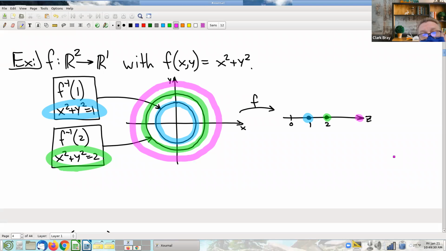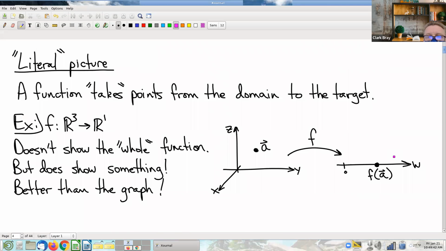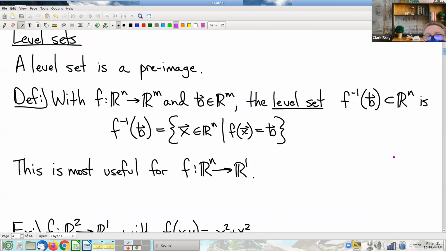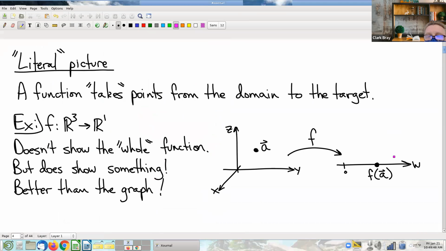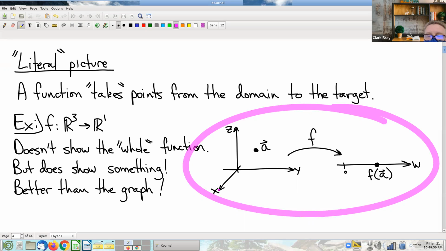Yeah. So, sorry. No, it's good. So this is a literal picture, right? Or like earlier you said it was a literal picture, but then. Well, what I call the literal picture includes both the domain and the target and the little arrow representing the action of the function, right?